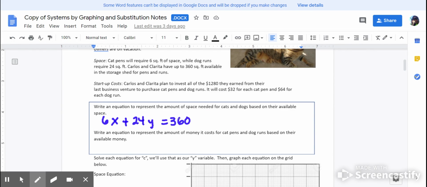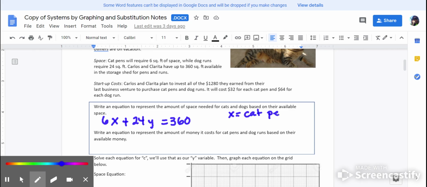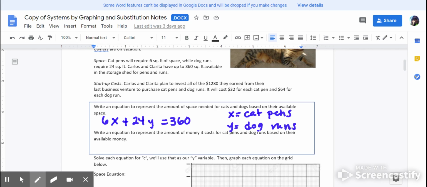Now the only thing you're missing here is you must identify what x and y equal. So x is going to be my cat pens, while y represents the dog runs. You can use any variable that you would like here. It's just easier to use x and y, especially when we get ready to graph here in a moment.